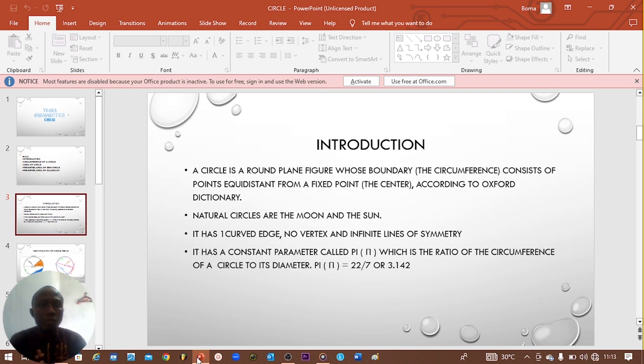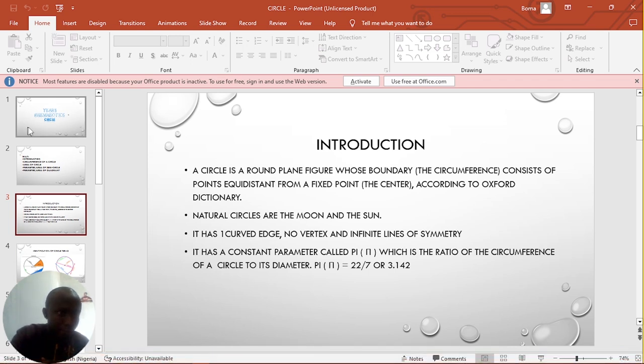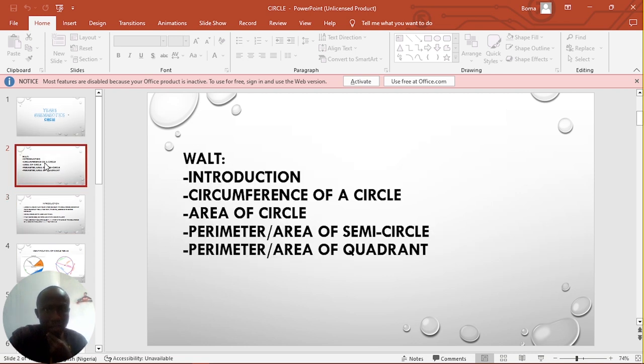Episode, which is circles. Yes, we'll be looking at circles, and first of all, we are going to do an introduction. Look at the circumference of a circle. We look at the area of a circle, the perimeter and area of a semicircle, and the perimeter and area of a quadrant. We move to the next slide.